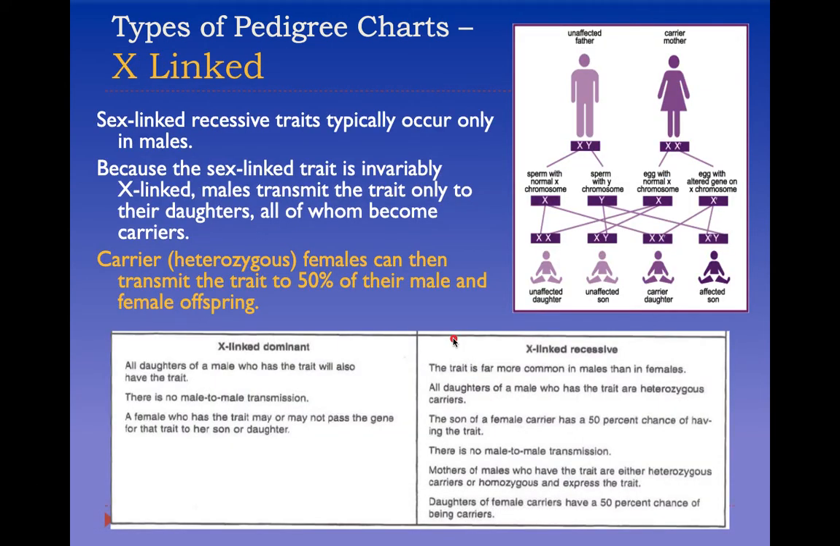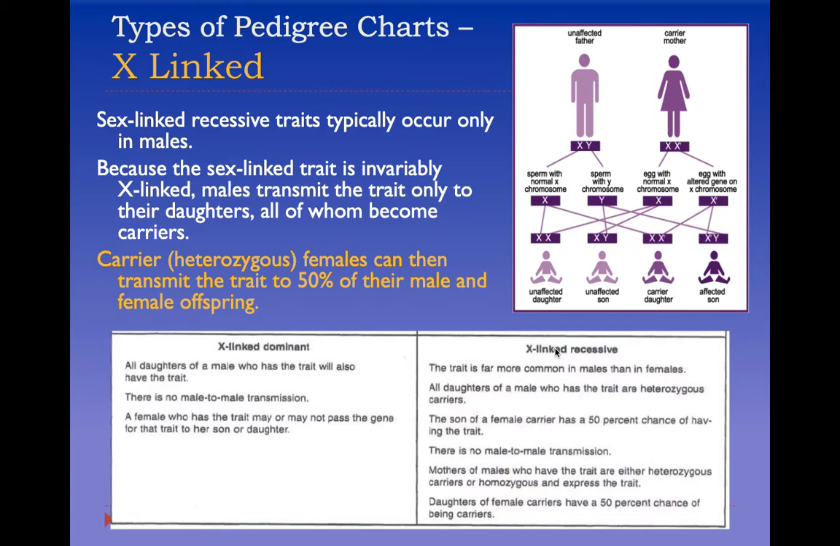We have X-linked as well. Sex-linked recessive traits. For X-linked traits, if it's dominant and you're a female, you're going to be heterozygous or homozygous. If you're a male, you just need one copy. If it is X-linked recessive, if you're a female, you need to be homozygous recessive. If you're a male, you just need one copy.